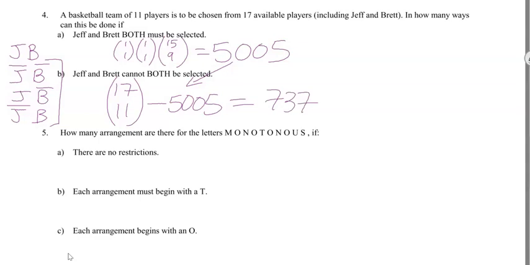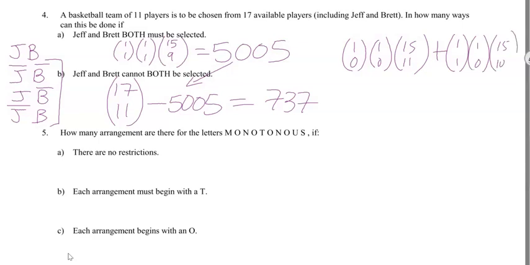Which would be the same as you doing not Jeff, not Brett, and from the 15 remaining players, I want 11 of them. Or, yes Jeff, no Brett. Or, no Jeff, yes Brett. Notice in all 3 of those instances, the top numbers add up to 17. Right? We got a Jeff, we got a Brett, we got the other 15 players. The bottom numbers add up to 11 because we are choosing a total of 11.